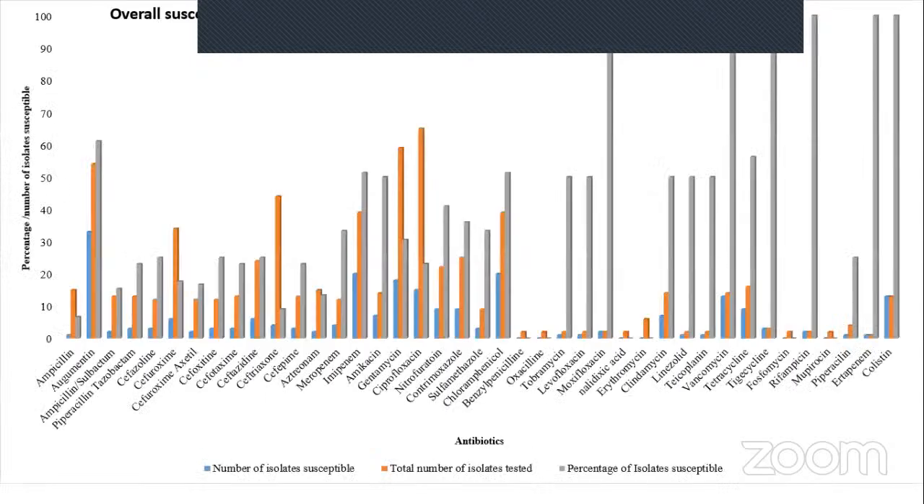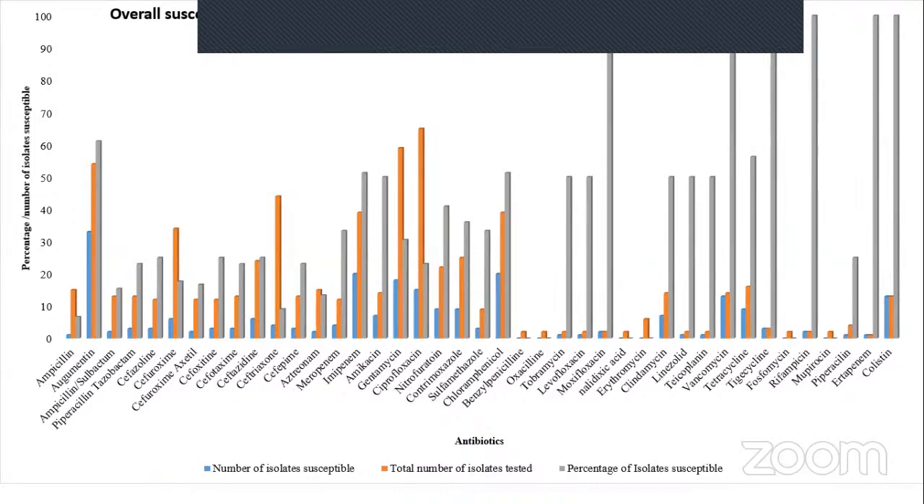So this graph simply shows us the overall susceptibility. The blue represents the number of isolates that were susceptible. The red is the total number, and the other color shows the percentage of the organisms susceptible.